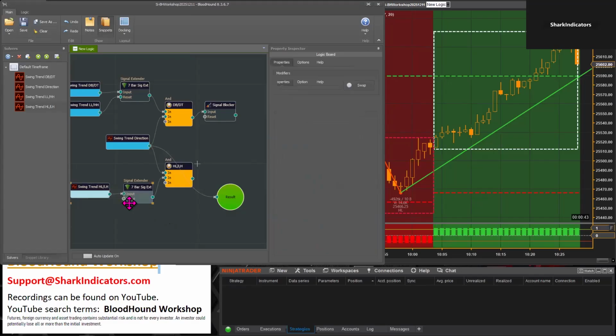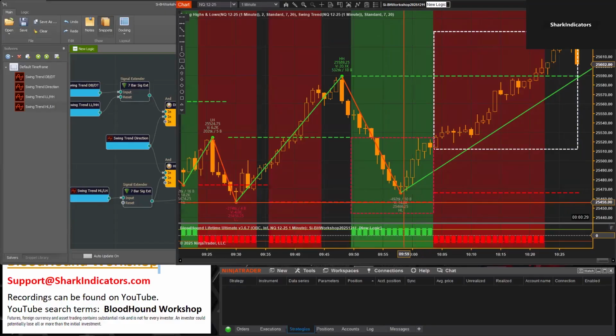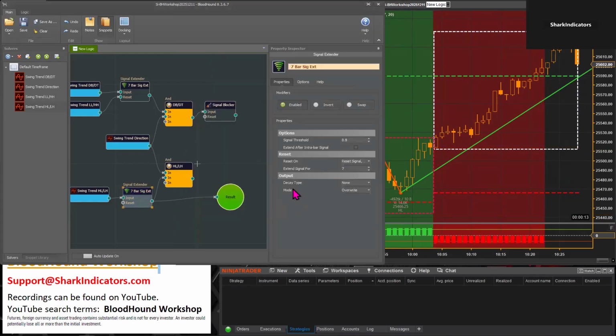All right, so now we're going to look at this signal extender here for those higher lows and lower highs. Let's see what happened. All right, so here's our higher low and extended for 1, 2, 3, 4, 5. Oh, yeah. So what we need to do is turn off the input opposite signal there. Disable that reset. There we go.